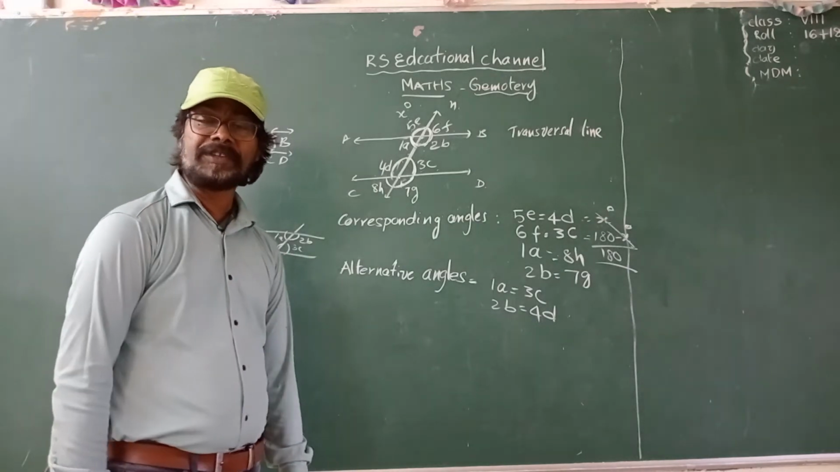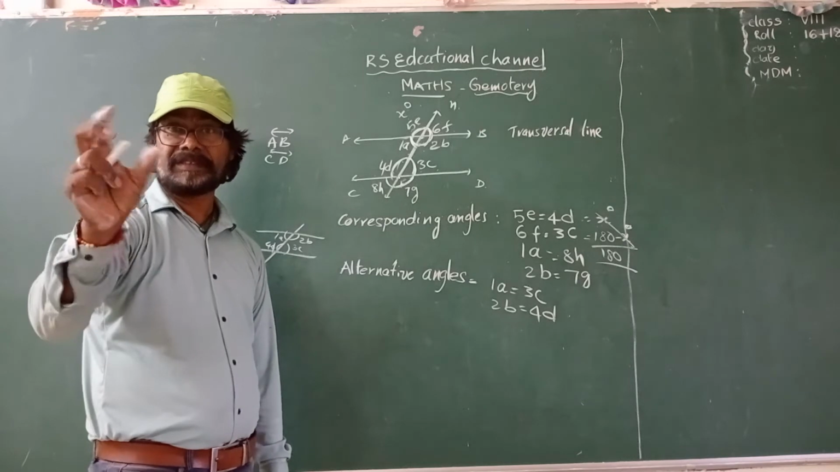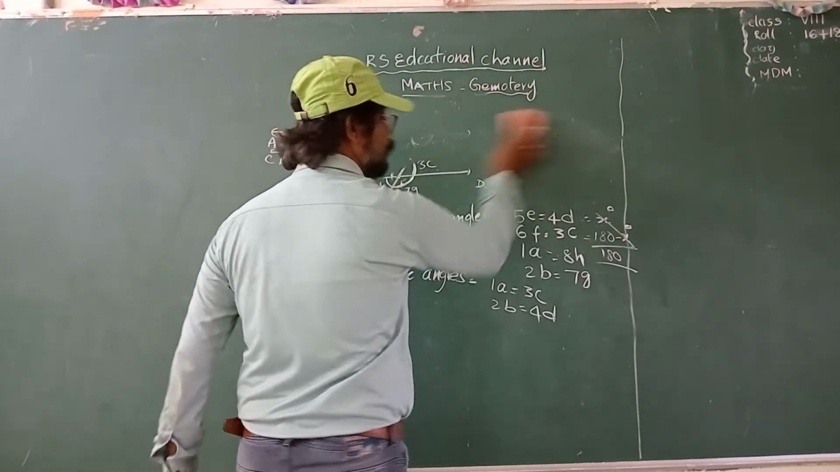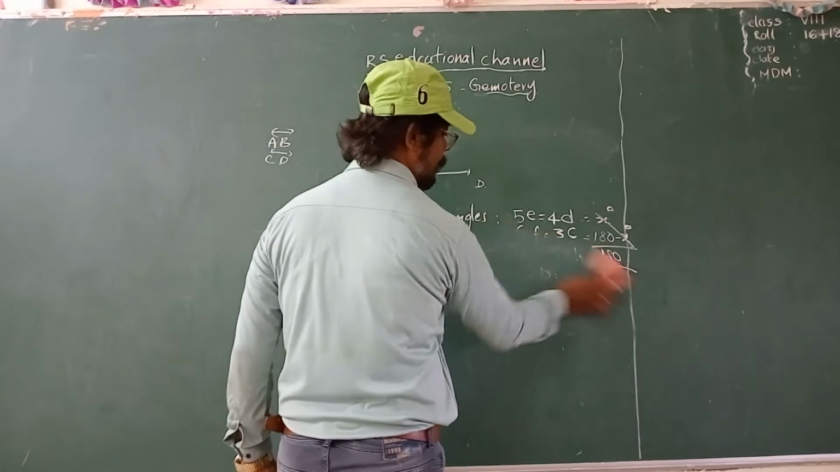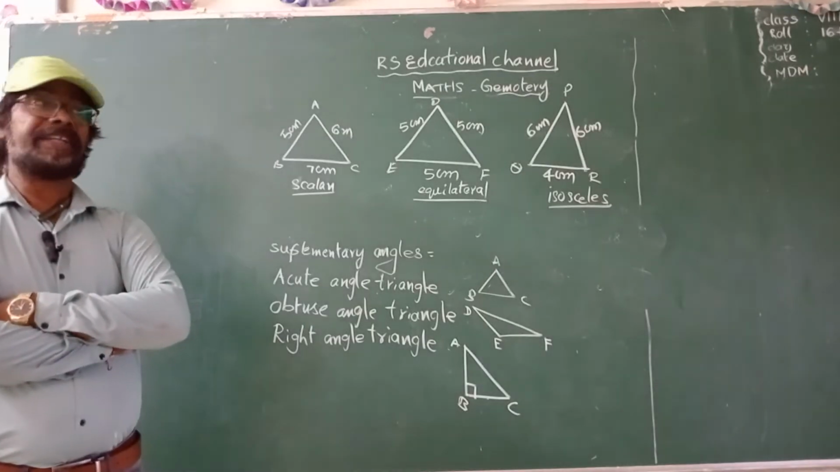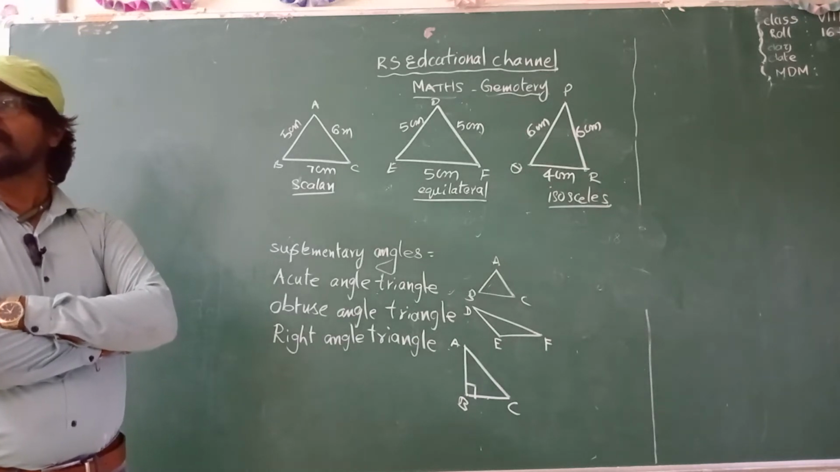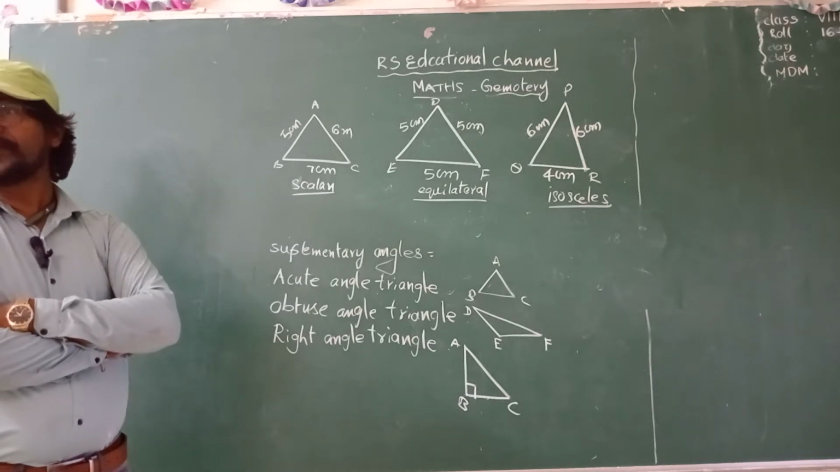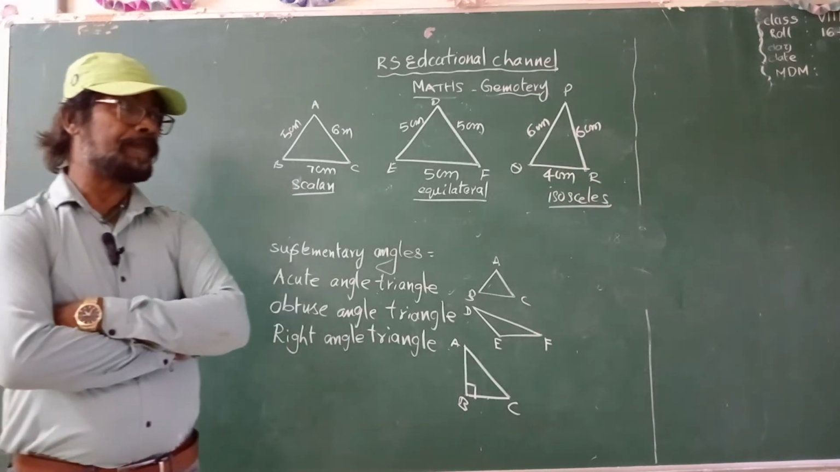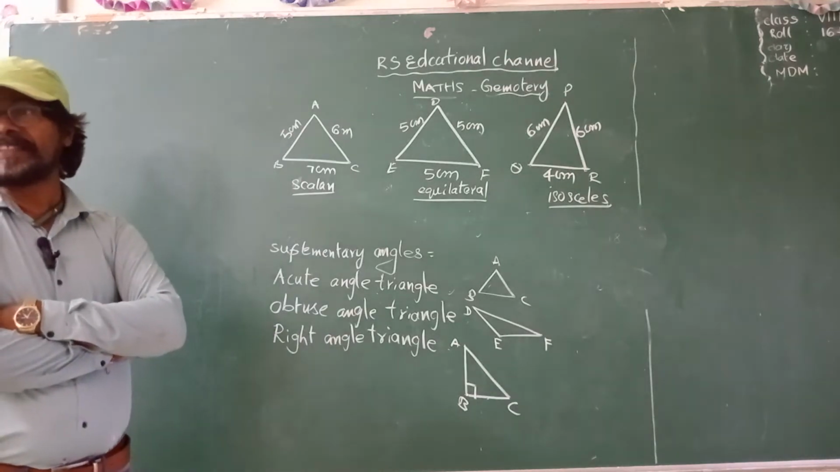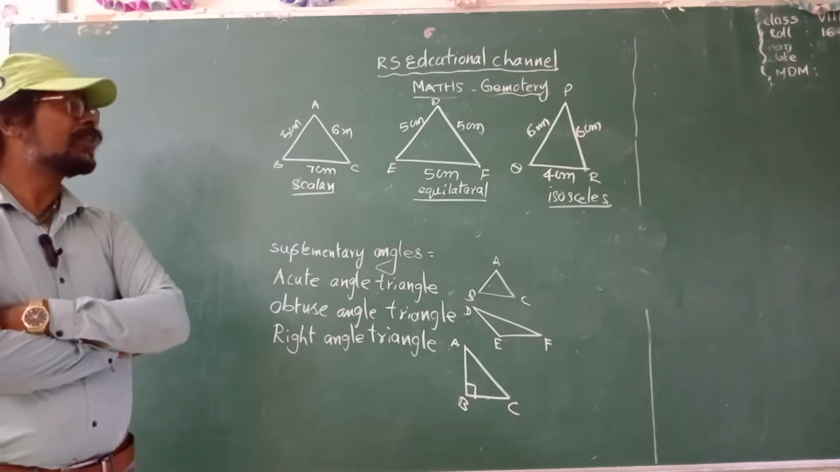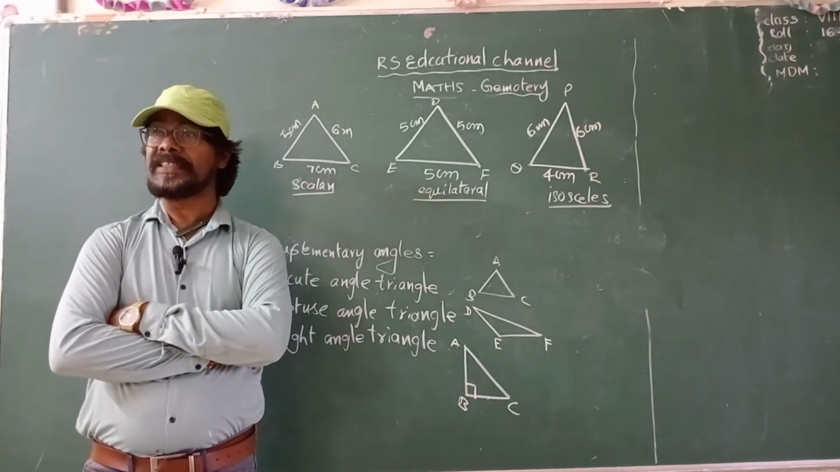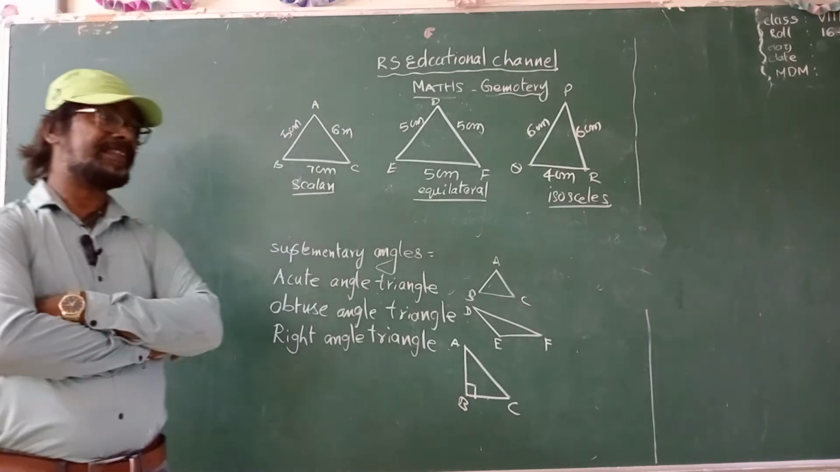Next, I have to go for triangles. If three lines are intersecting each other, then we get a triangle. Already we have seen yesterday, in that, three sides, three vertices. So a triangle has three sides, three vertices and three angles between them. There is a relation between the sides and the angles. What is that?